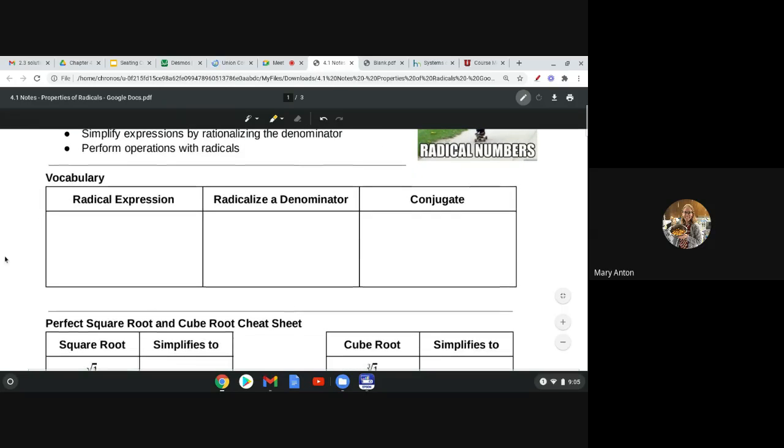All right, y'all. So, a radical expression is something that looks like the square root of something, like the square root of 4. Or sometimes it looks like the cube root of a number, like the cube root of 8.